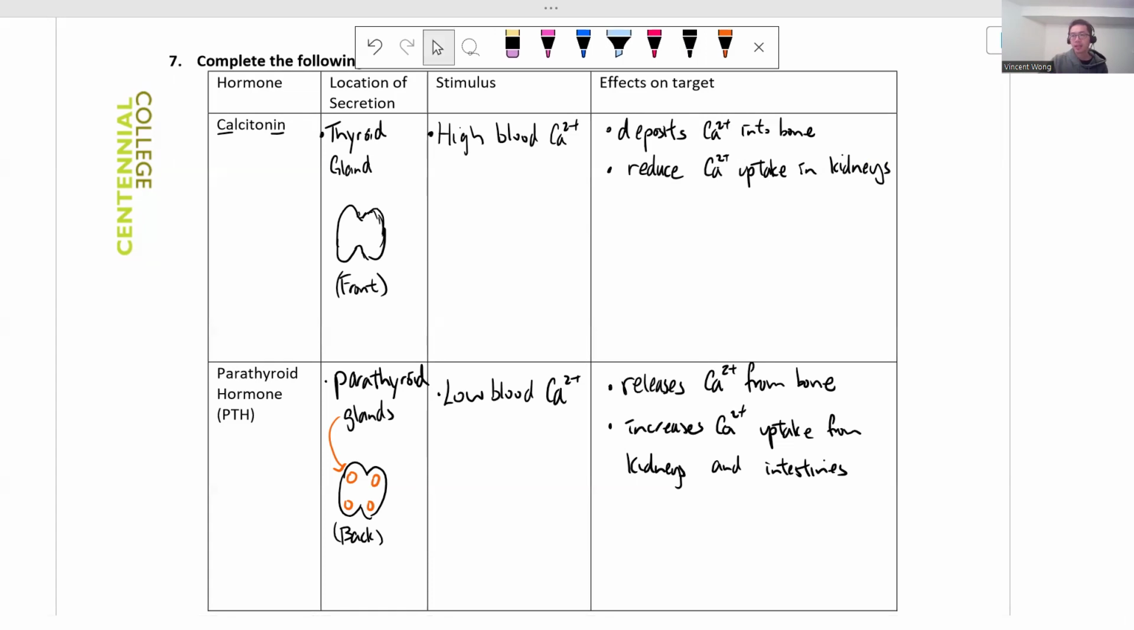Does anybody have any question? Sorry, it minimizes loss through... I didn't get the last part. Through urine. Yeah, urine. Okay. Yeah, because in the kidney, in the filtrate, whatever you don't take back, you're just going to pee it out, right? So you want to tell the kidney to absorb as much calcium as possible to minimize loss.